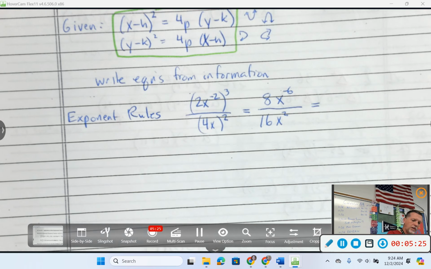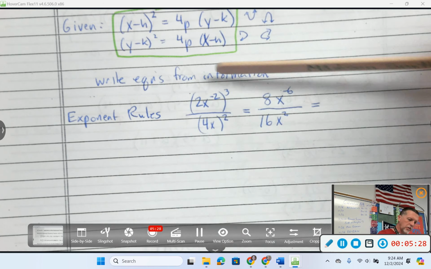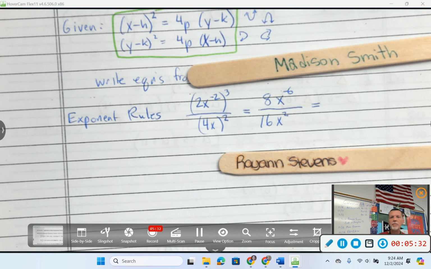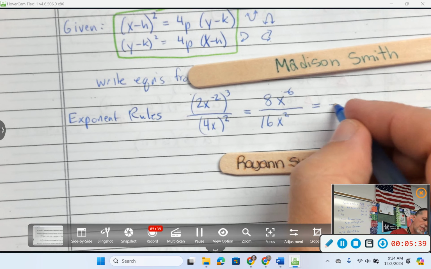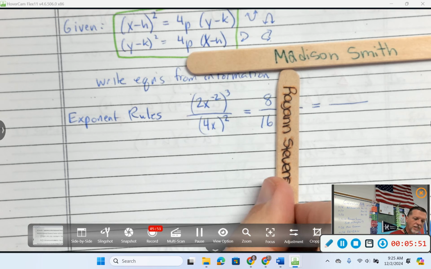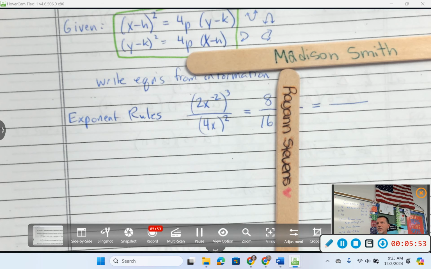Okay, well that means we need to simplify the numbers and then simplify the letters. So, Madison, how about the numbers, the 8 and the 16? What's that become? 2, top or bottom? Might even help to just cover that up. What does 8/16 reduce to? You're right, 2, but 2 in the top or 2 in the bottom? 2 in the bottom.